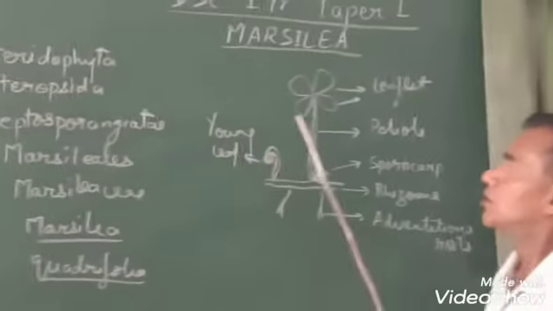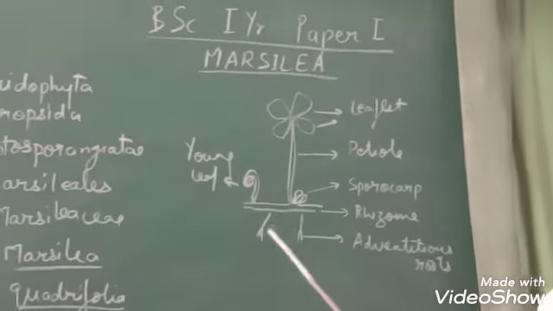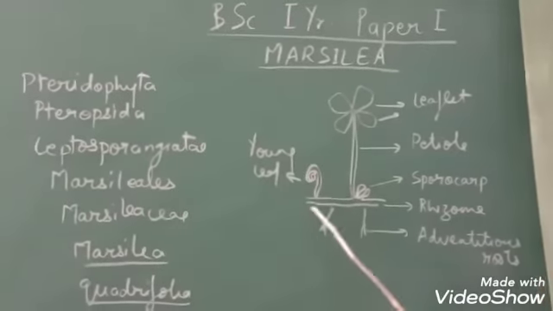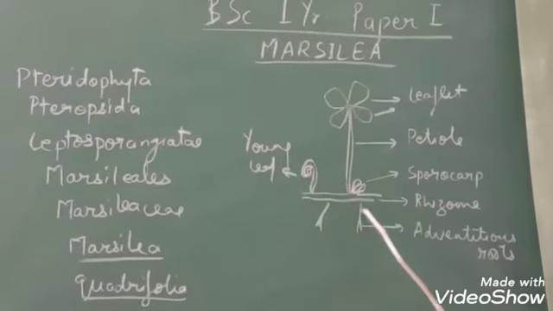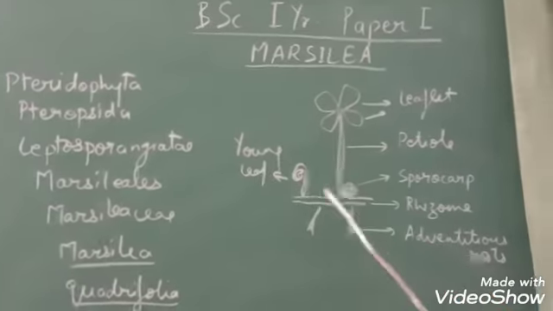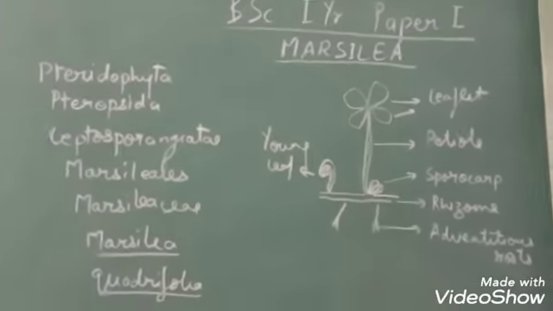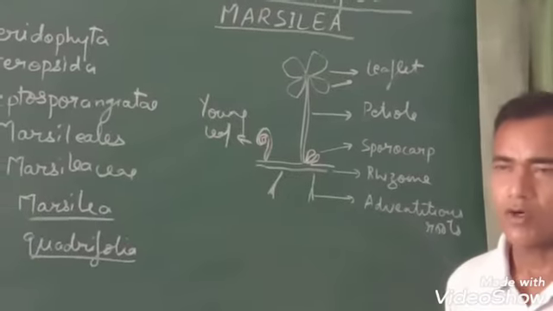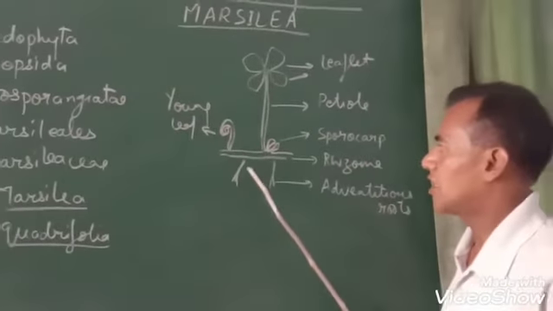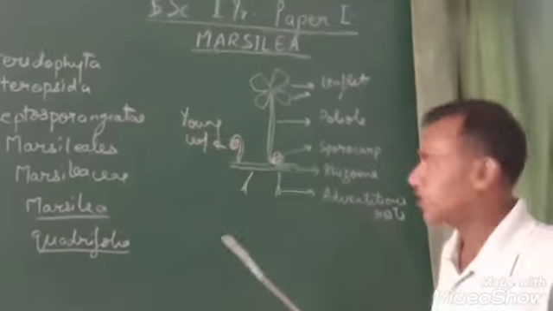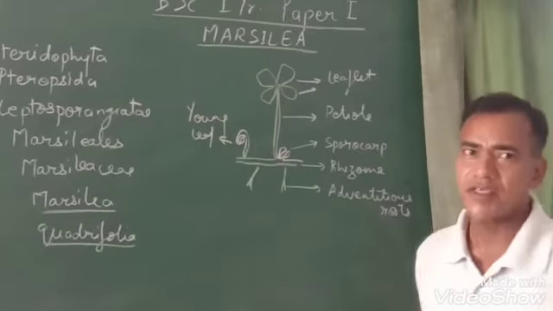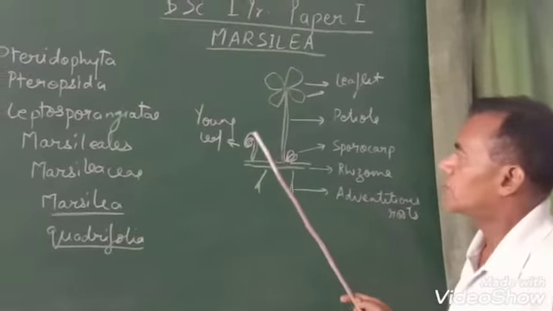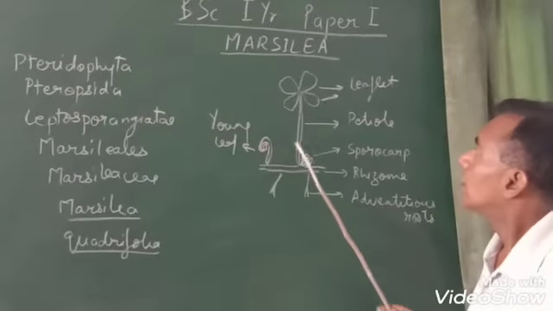Now the thallus of Marsilia is sporophytic and it is well differentiated into rhizome, roots and leaves. The rhizome may be underground or above ground. From it arises adventitious roots on the lower side, and on the upper side it gives rise to leaves. The leaves are compound. The young leaves are circinately coiled.